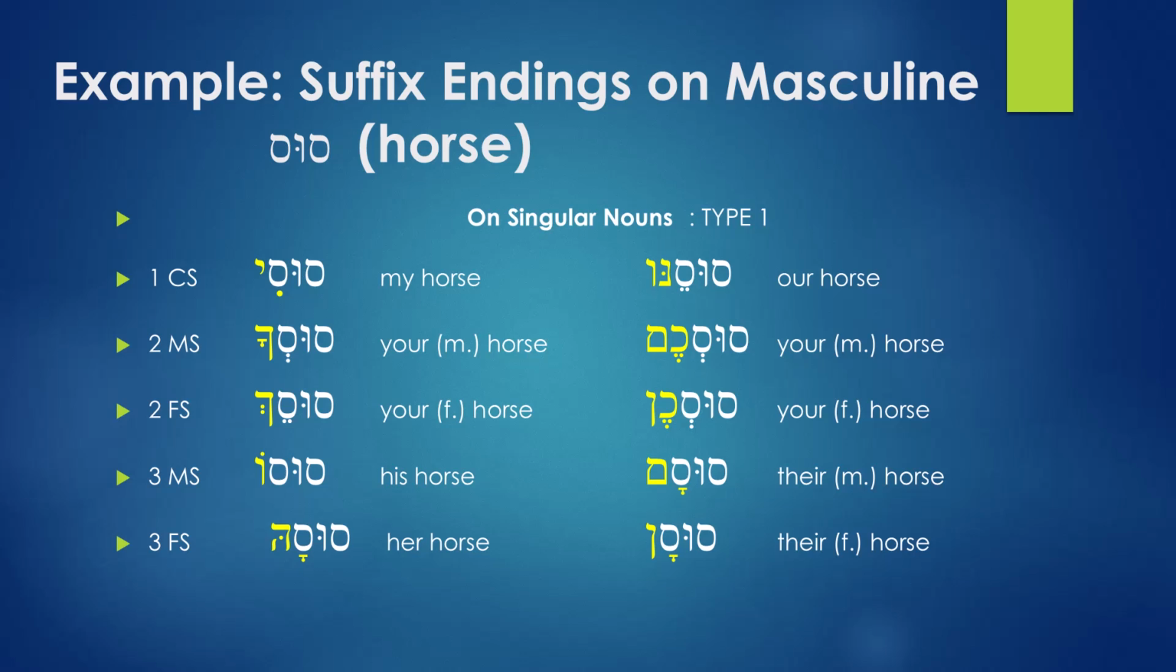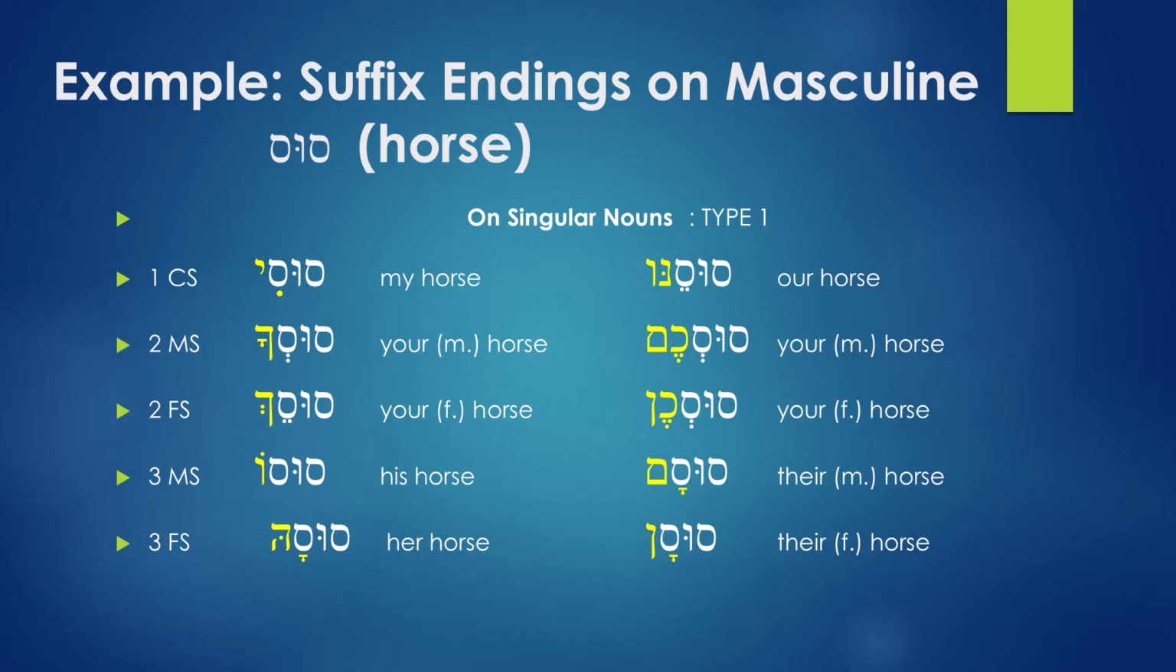In the third person masculine singular, you have suso. If you want to say his, suso, meaning his horse. In the feminine, it's going to be susa. So susa means her horse. The hey is going to have the mapik. On the plural forms, in the first person common, if you want to say our, you're going to say sosenu. Sosenu means our horse. That nu at the end is our.